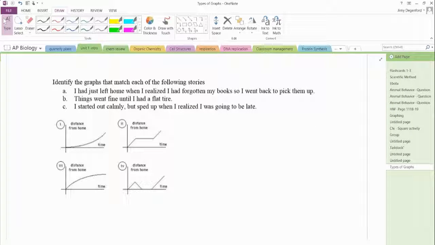Well, there's going to be a couple of questions associated with these graphs, and then we have this one as well. And we're going to talk about these tomorrow and do some practice problems. Thank you very much.